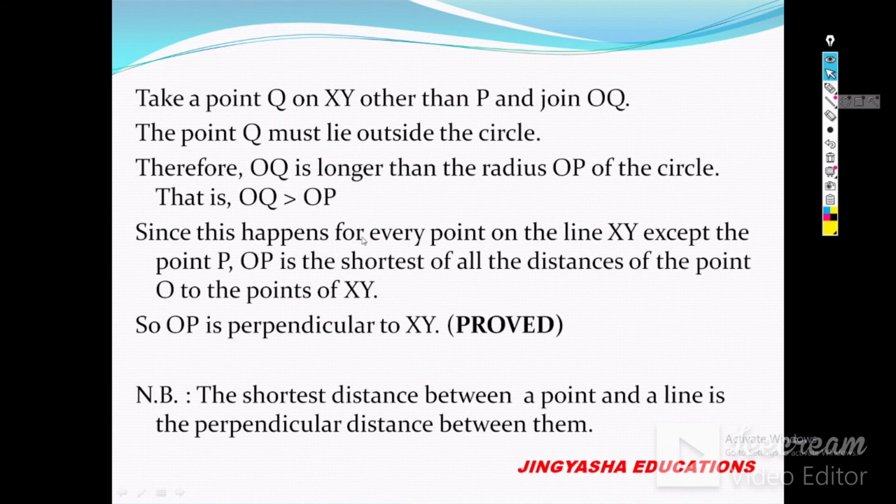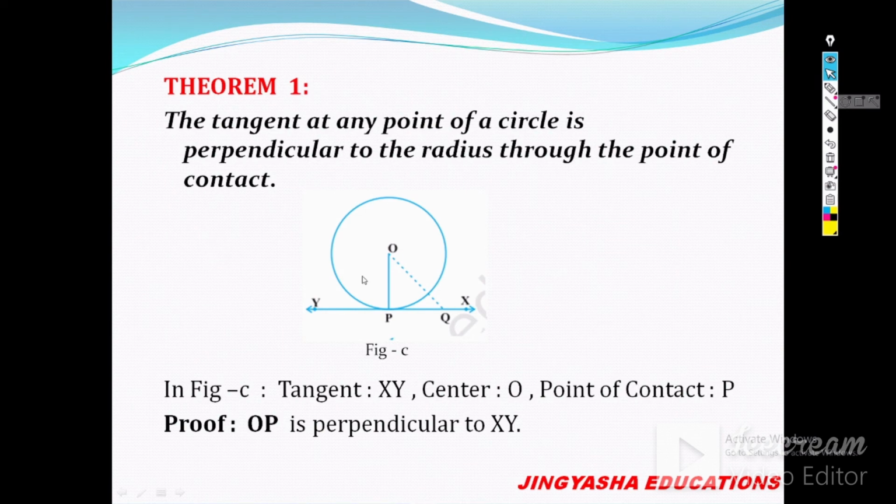Since this happens for every point on the line except the point P, OP is the shortest of all the distances from the point O to the points of XY. See, if you try to connect all the points, you can see OP is the shortest distance between O and any point on XY, because the other points are lying outside.